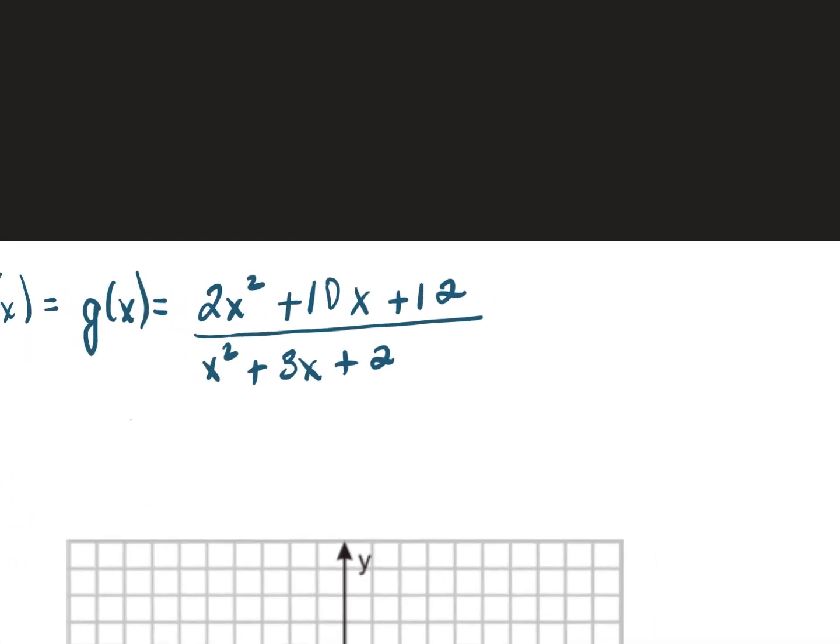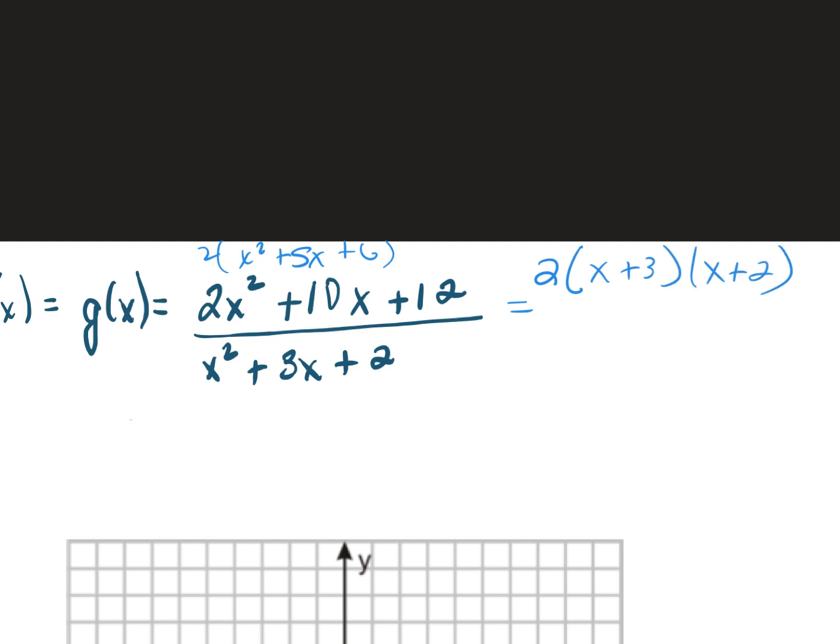So in my numerator, do you guys agree I can factor out a 2? Then I'm left with x squared plus 5x plus 6. I'm going to take out that 2. And then that factors into what? X plus 3 and x plus 2.